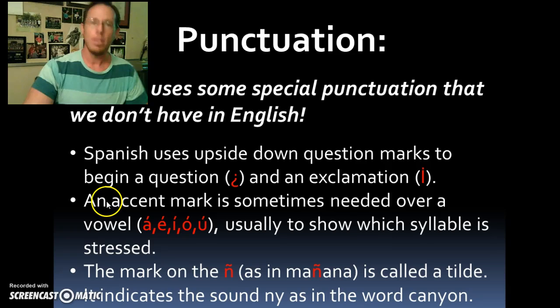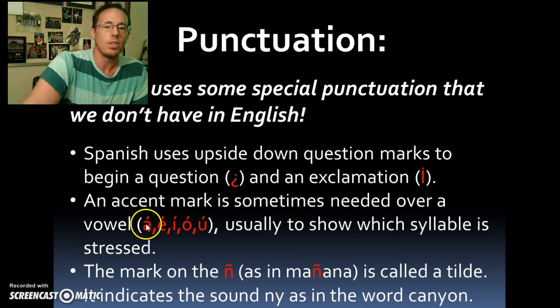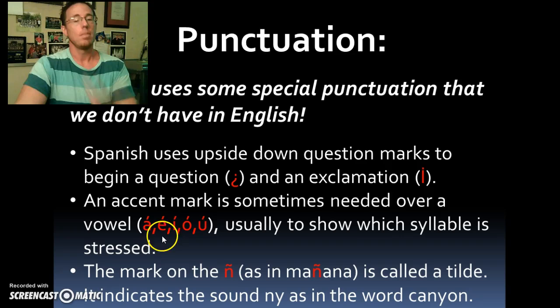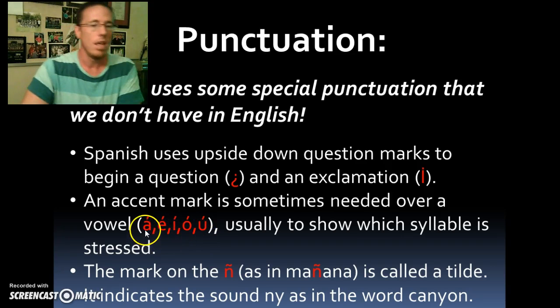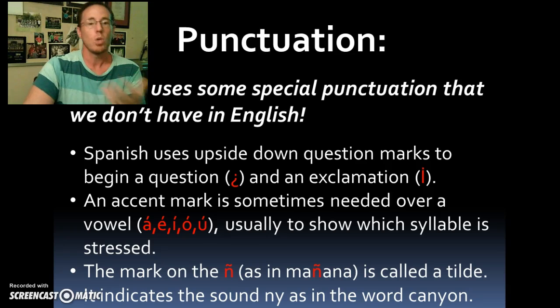Accent marks. This is very new for a lot of people. An accent mark is sometimes needed over a vowel. So you'll see a little upward and to the right slashy happening over these vowels here. So a, e, i, o, u. Now in English we just say a, e, i, o, or u, but in Español son un poco diferentes. And sometimes we use those to show which syllable in the word gets pronounced the loudest, or stressed, if you will.